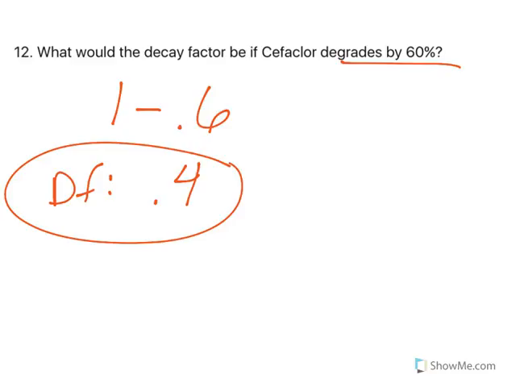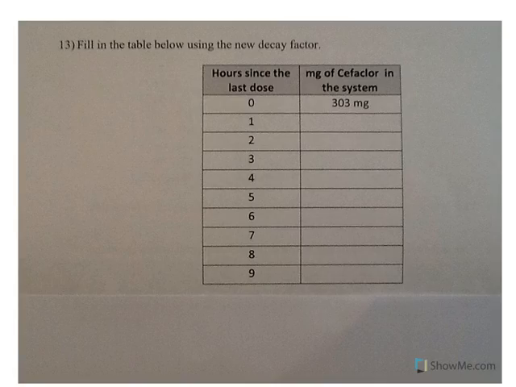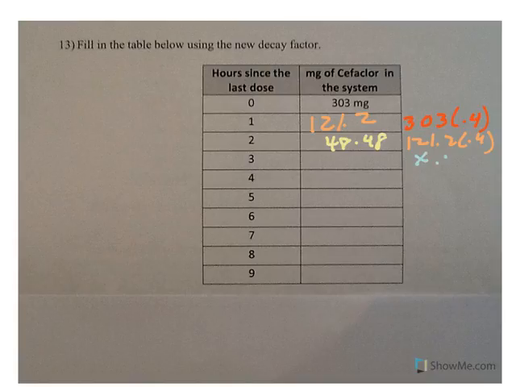Okay? So, if we're thinking about this table, instead of multiplying by 0.5, because my decay factor was 0.5, now to find after the first dose, we would take 303 times 0.4, because now we're at 0.4. That orange doesn't show up very well. And I'd be at 121.2. For the next one, I would take 121.2 and multiply by 0.4, and I would get 48.48, right? It's degrading faster. There's less in your system. Multiply by 0.4 again, and we'd be at 19.4.